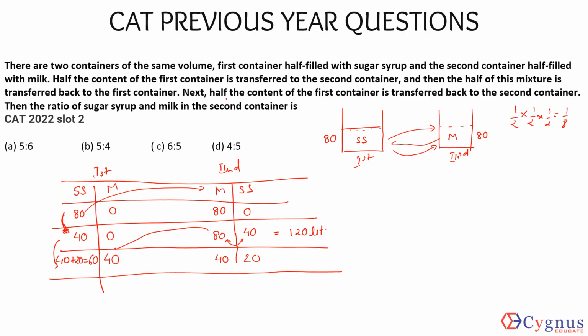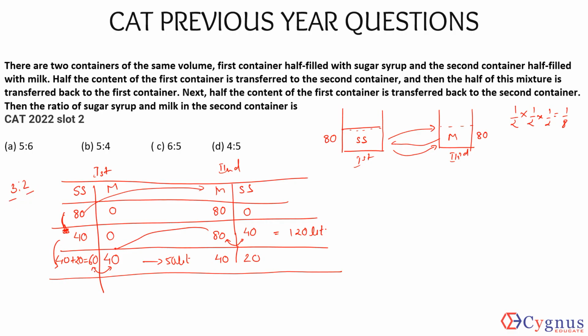Now, I need to transfer half the content of the first container back to what? The second container. Now, the first container contains 60 plus 40, that is 100 liters. So I'm going to transfer 50 liters out of that into the second container. Yes or no? And I also know that the first container contains sugar syrup and milk in the ratio of 6 is to 4. That is 3 is to 2. So out of those 50 liters, which I'm going to transfer from the first container to second, sugar syrup and milk will be in the ratio of 3 is to 2.